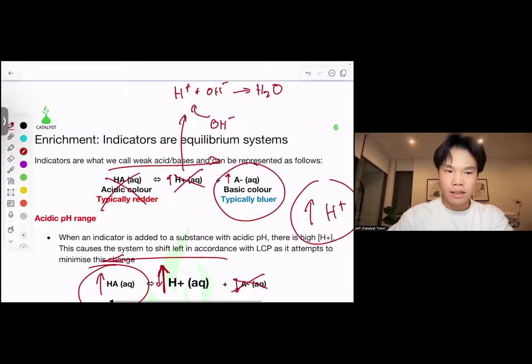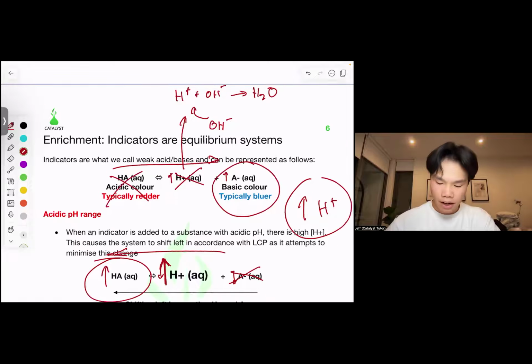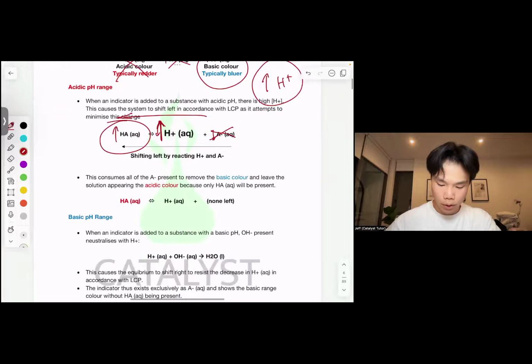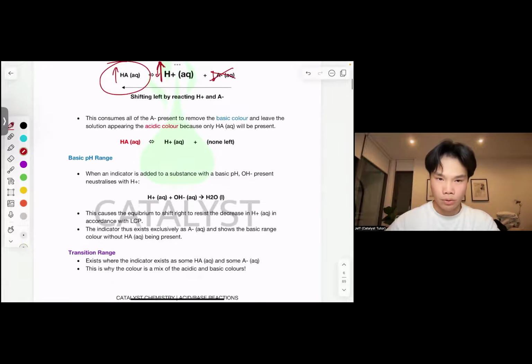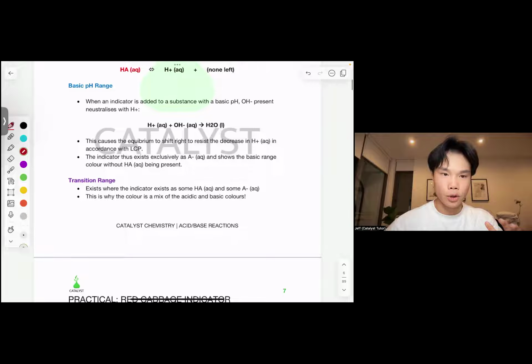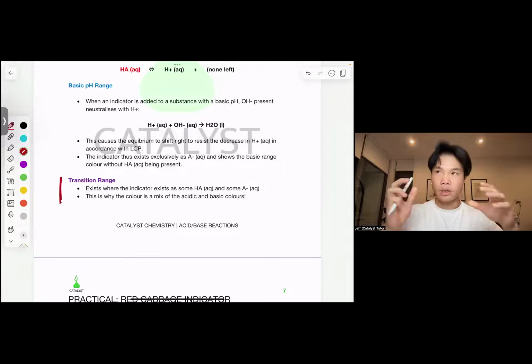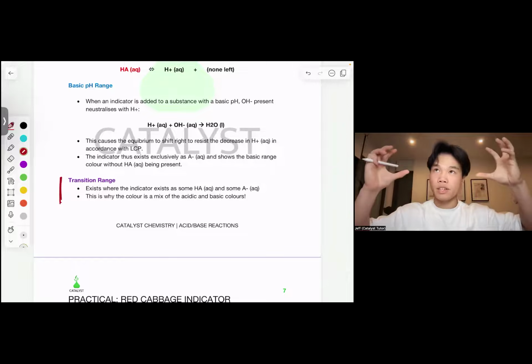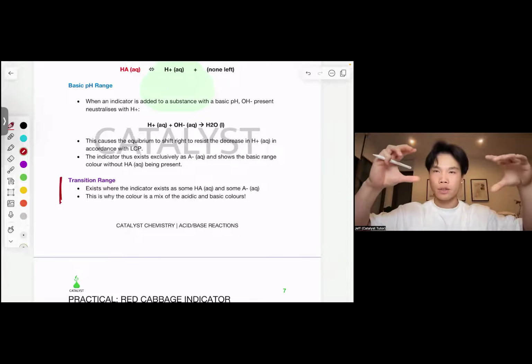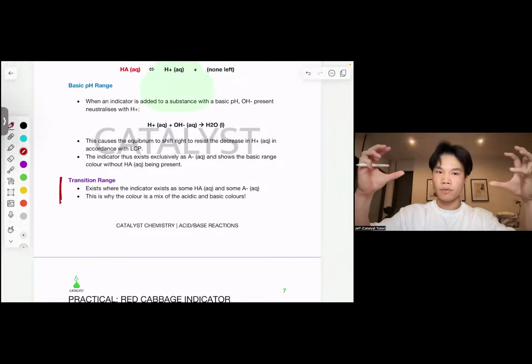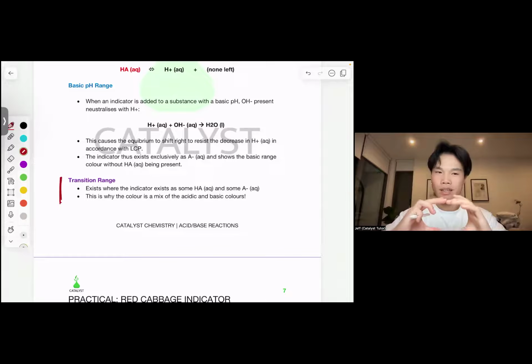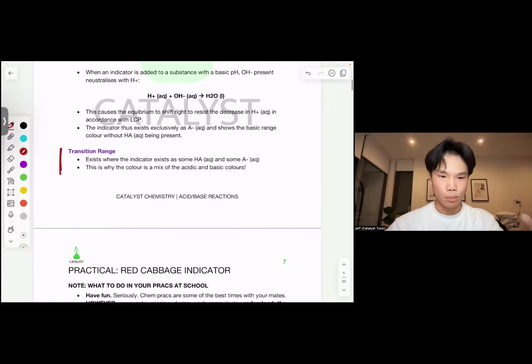Indicators, to summarize, are a weak acid-base pair, similar to a buffer system, which show different colors in acidic versus basic range. And that's why the transition range, which lies between, oftentimes shows a mix of the two colors. So if it's red on one end and blue on the other, and you're at a neutral pH, you have a mix of acid and base. You're at equilibrium at some point where you see a bit of red, a bit of blue, and that's why you have the purple in between.